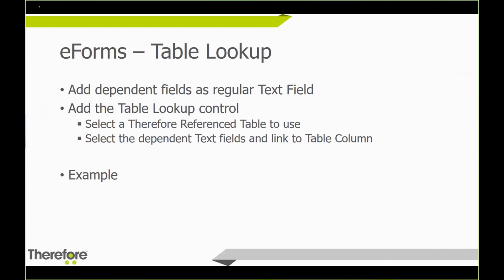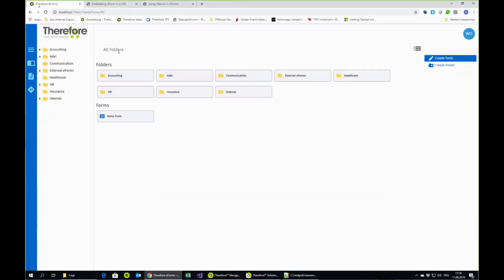Basically, the table lookup control, I think you probably have seen it in the demos earlier, is a control to make use of user-defined data types or reference tables in forms. But for sure, we'll quickly show you how to correctly set up such a lookup control and how it then works in the end. So let's just get back to that page and create a new form.